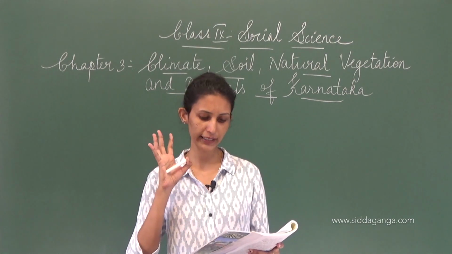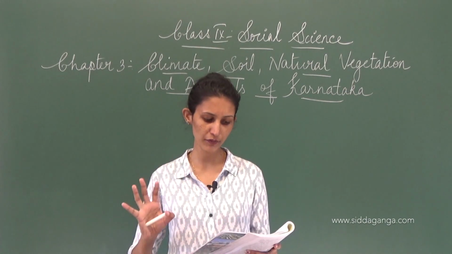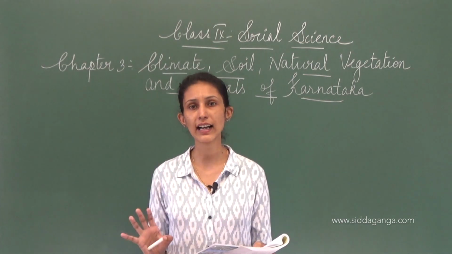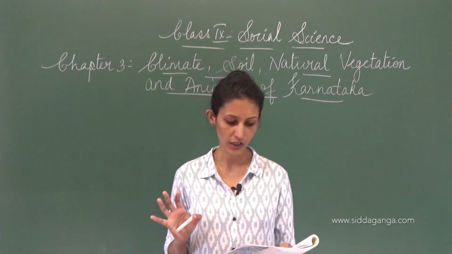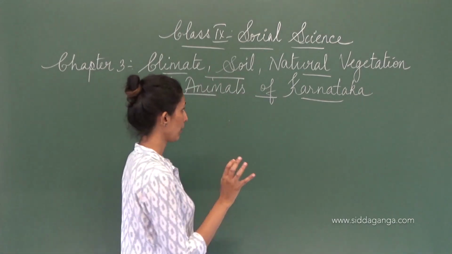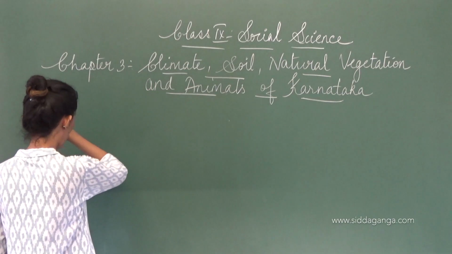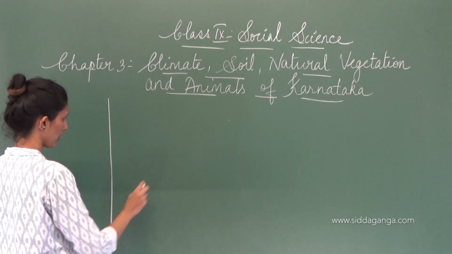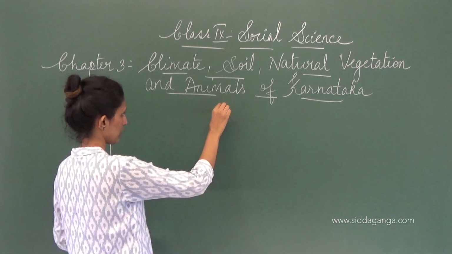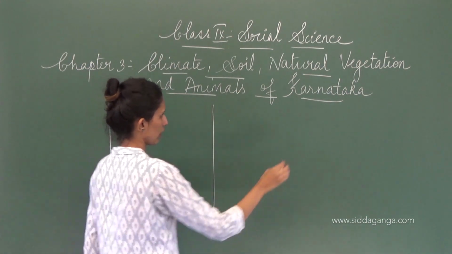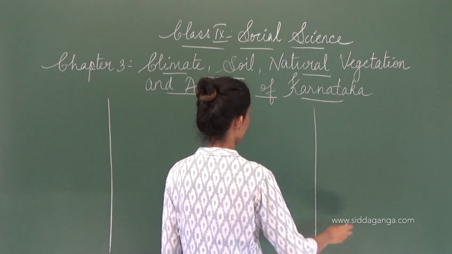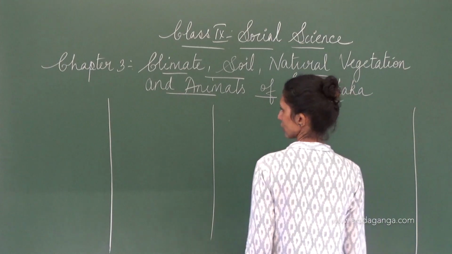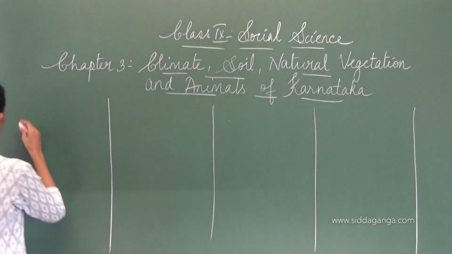Natural vegetation has been classified into 4 types: evergreen forest, deciduous forest, mixed forest, and grasslands and shrubs. So we'll do it like this. Make 4 columns. Evergreen, deciduous, mixed, and grasslands and shrubs. So make 4 blocks like this.